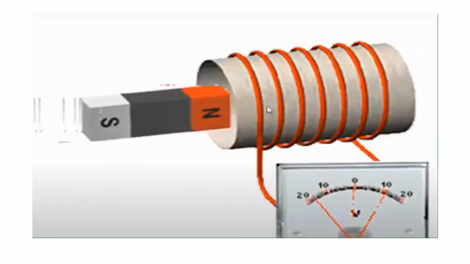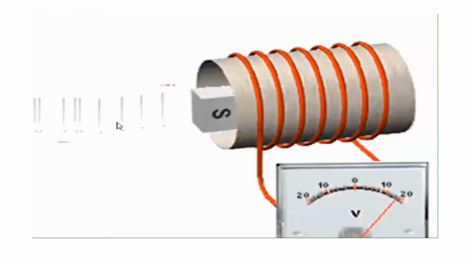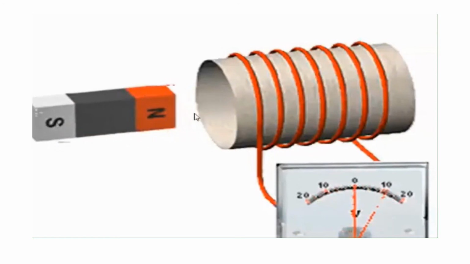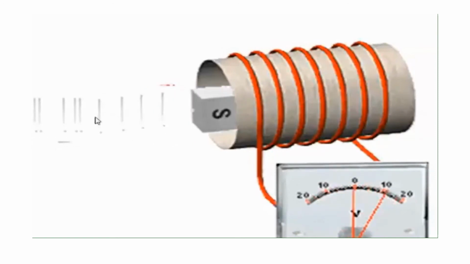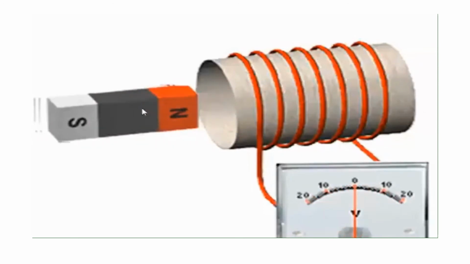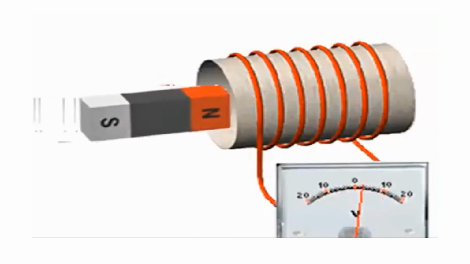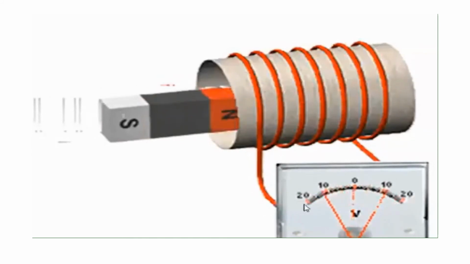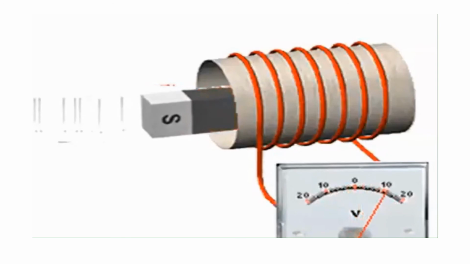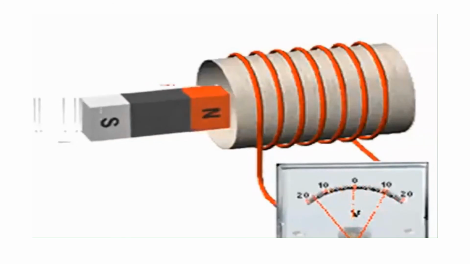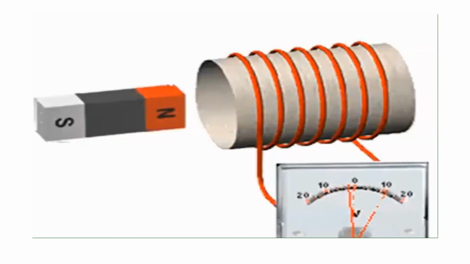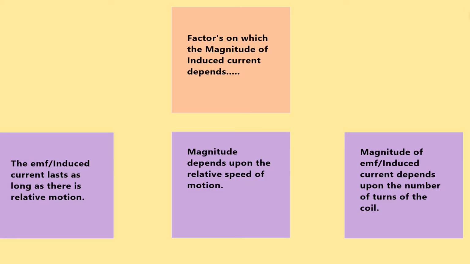So the magnitude of induced current depends upon, one, relative motion. That means the magnet has to be in relative motion, then only the needle of the galvanometer will be seen deflecting, meaning current will be produced. If the magnet is stationary, no induced current in the coil. And more current will be produced if there is more relative motion between the magnet and the coil.